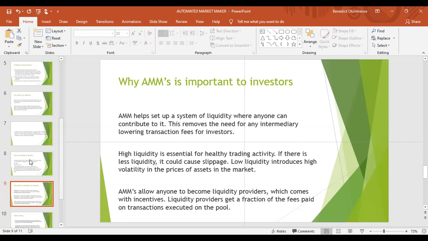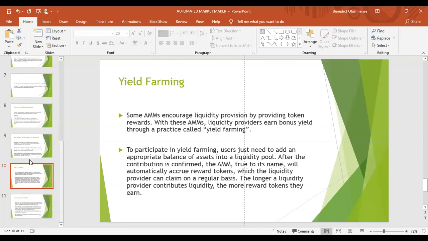And so AMMs allow anyone to become liquidity providers, which comes with incentives, and liquidity providers always get a fraction of fees paid on transactions executed on the pool. Some AMMs provide something called yield farming. And what is yield farming, essentially, right? This is a provision whereby you provide token rewards to the protocol, and you earn a bonus yield through the practice called yield farming, right?